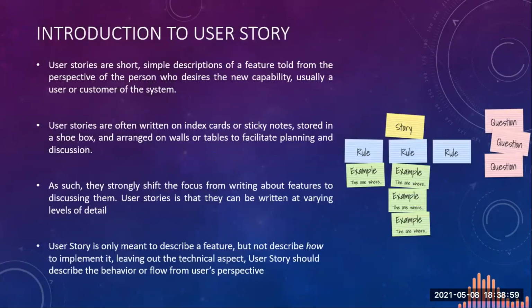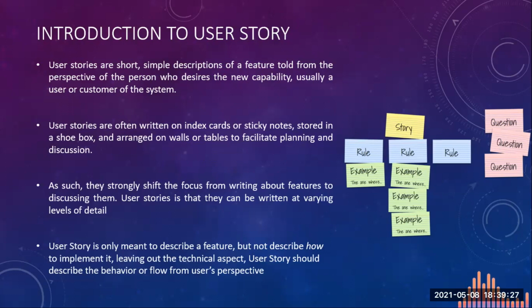Introduction to user story. User stories are short, simple descriptions of a feature told from the perspective of a person who desires new capability, usually a user or a customer of the system. User stories are often written on index cards or sticky notes stored in shoebox and arranged on walls or tables to facilitate planning and discussion. As such, they strongly shift focus from writing about features to discussing them.